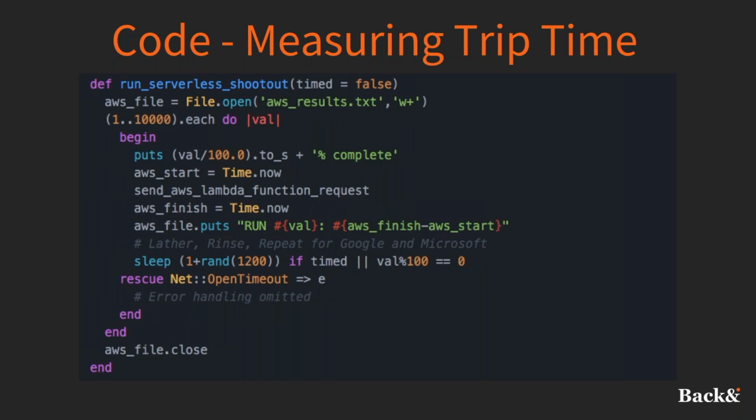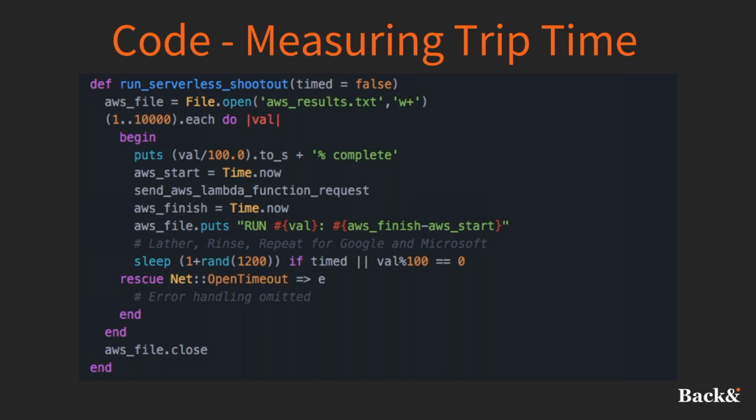Taking a look at how we measure the trip time, all you see here is that we create our text file. We then run a loop 10,000 times where we record the start time using the Ruby time library. We send the function and get the response from AWS Lambda in this case. Then we record the finish time. We then do it twice more, once for Google and once for Microsoft. And then once we've gathered all the times, we output all this data to a file, just recording the run number and the difference in time.